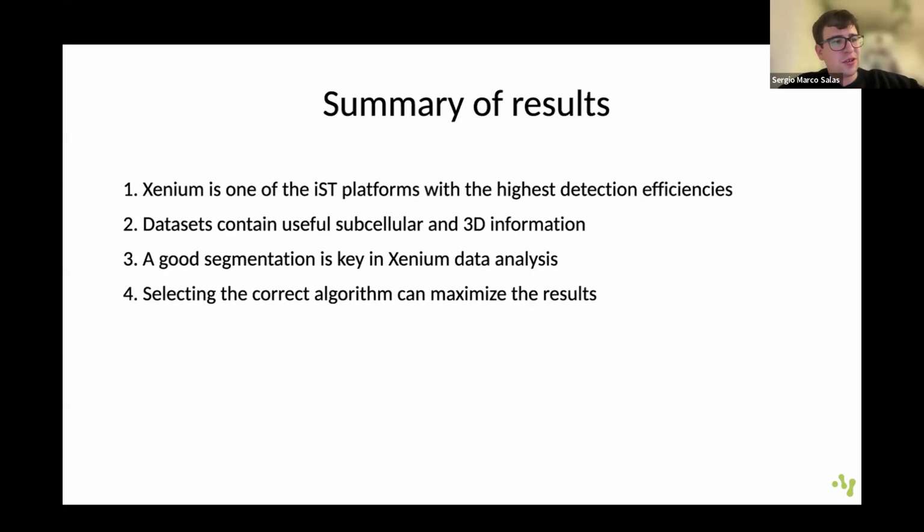And of course, selecting the correct algorithm can maximize the results and enhance the performance of the output of our analysis, and it is important to really see which tools work better with which datasets.